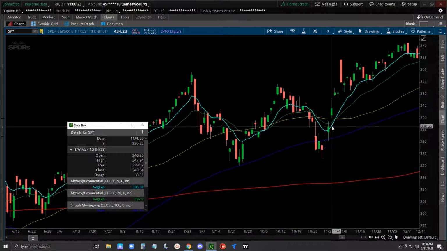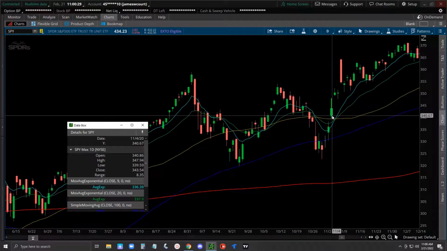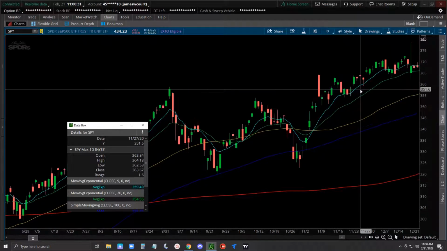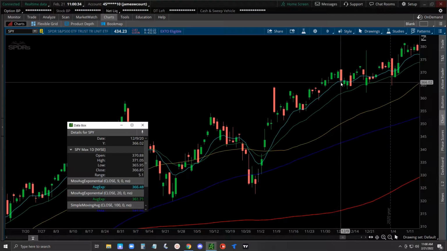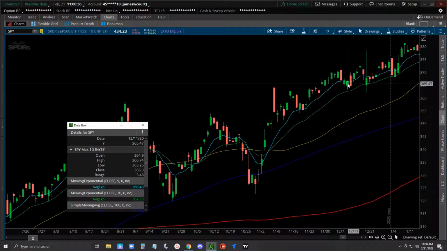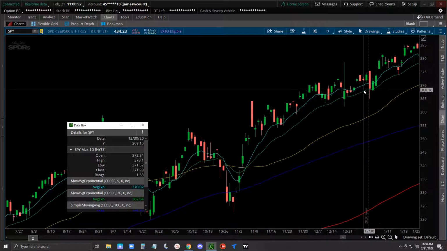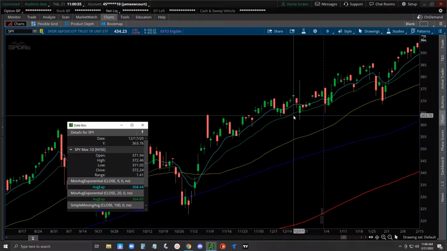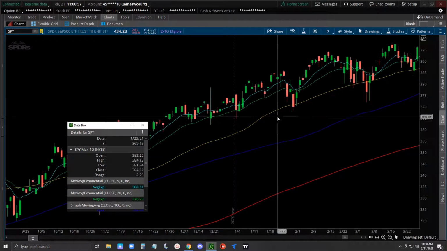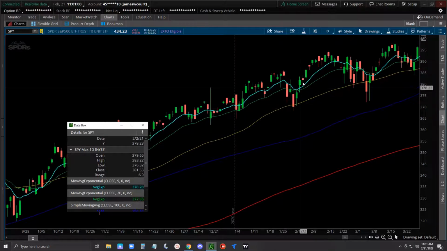Here, after the pullback, we open above the 9, ride it up, continues. Here you have a decision area where it's closing right at the 9 or just barely under the 9. So you have to decide, are you going to stick it out, take your chances, ride it further, or is it going to pull back and go down? So it's all about reading the price action.